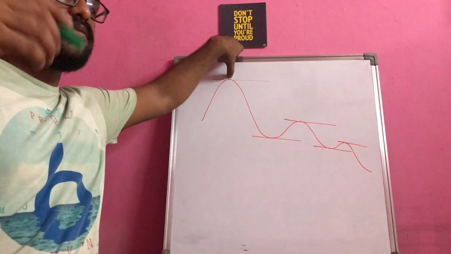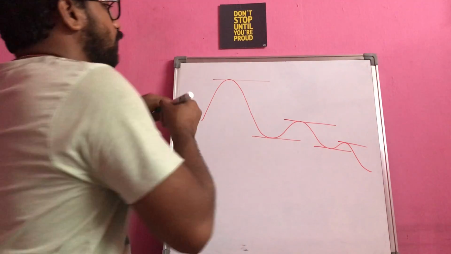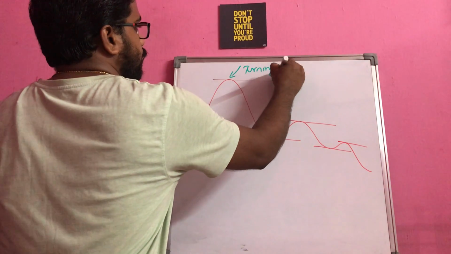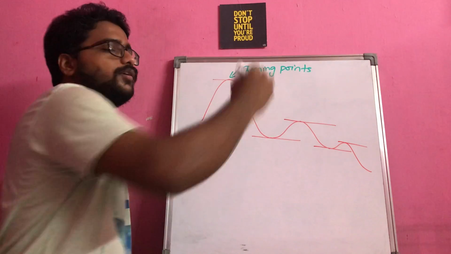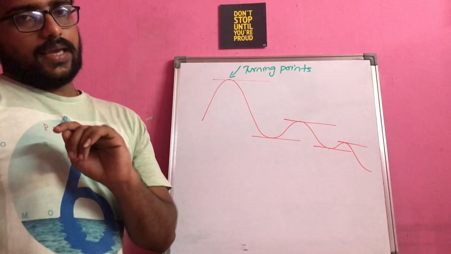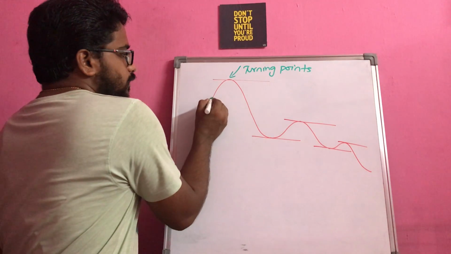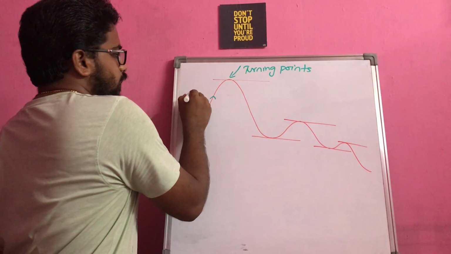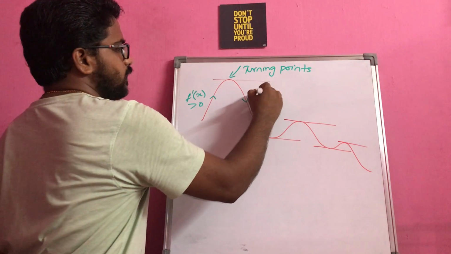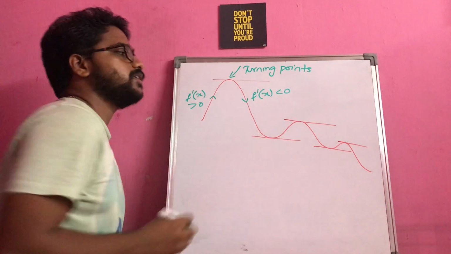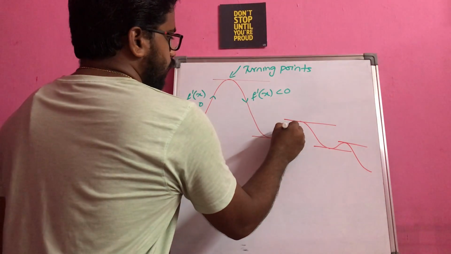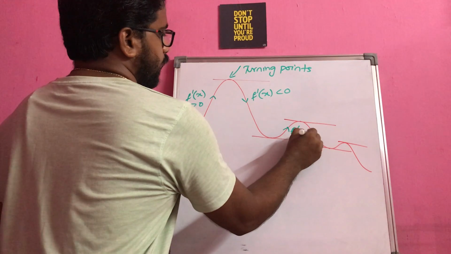Let us make a little analysis of these points. We already know that these points are called turning points. Now observe how this function is behaving. We already learned that where the function is increasing, f dash of x will be greater than 0, and where it is decreasing, f dash of x is less than 0. Now again here f dash of x will be greater than 0.